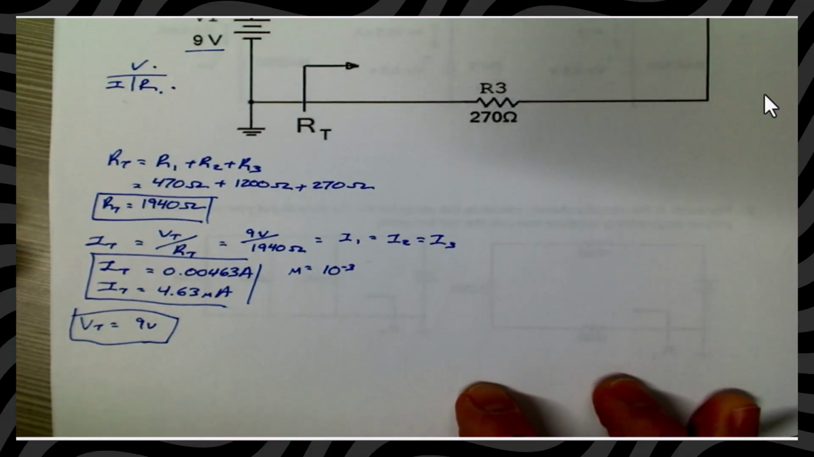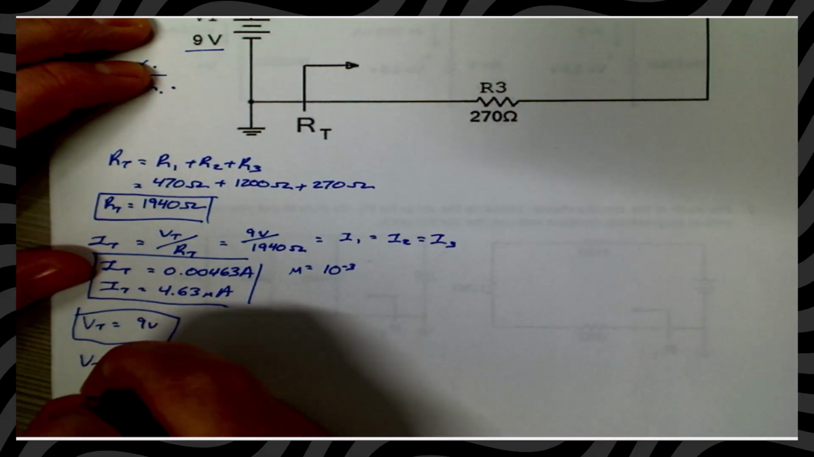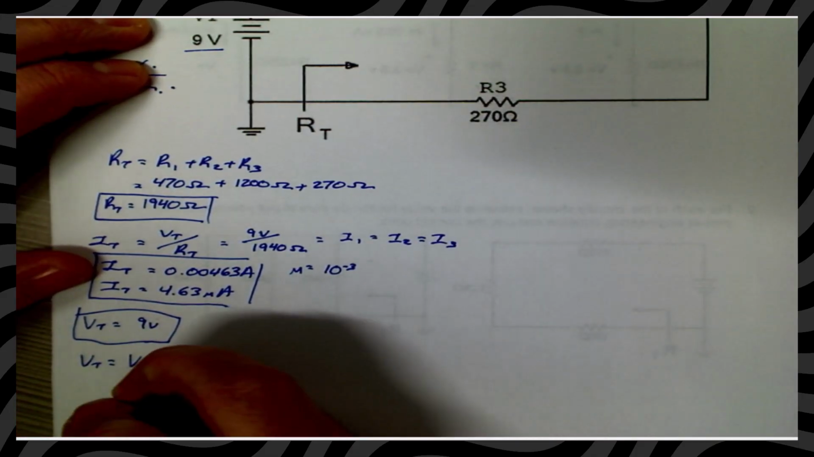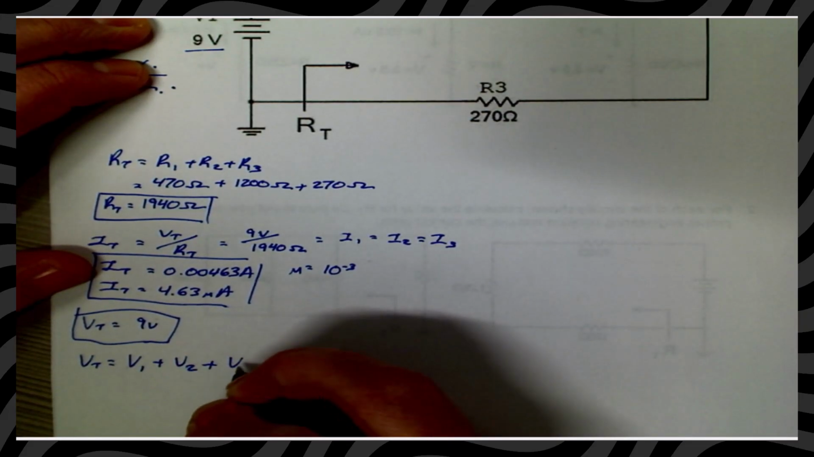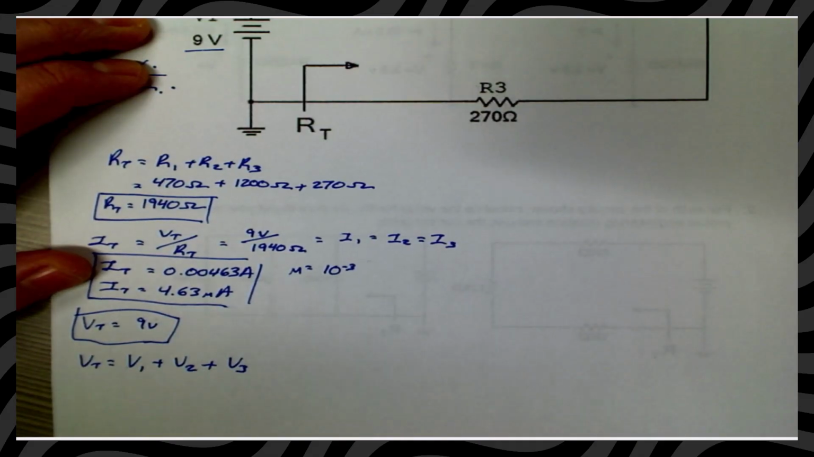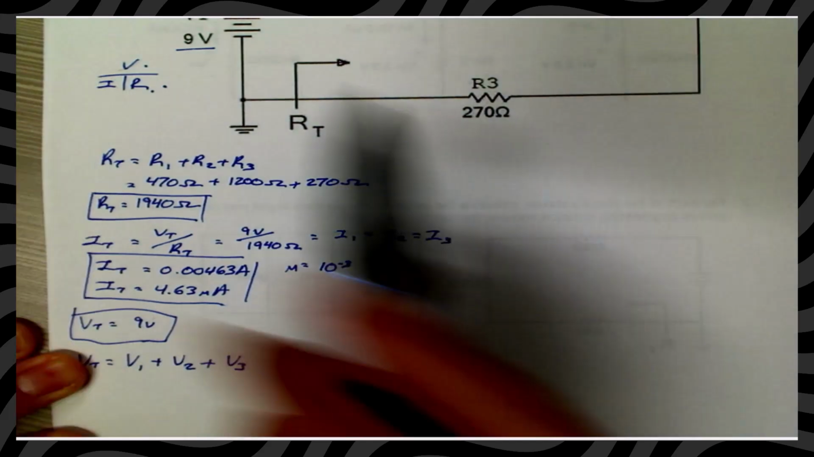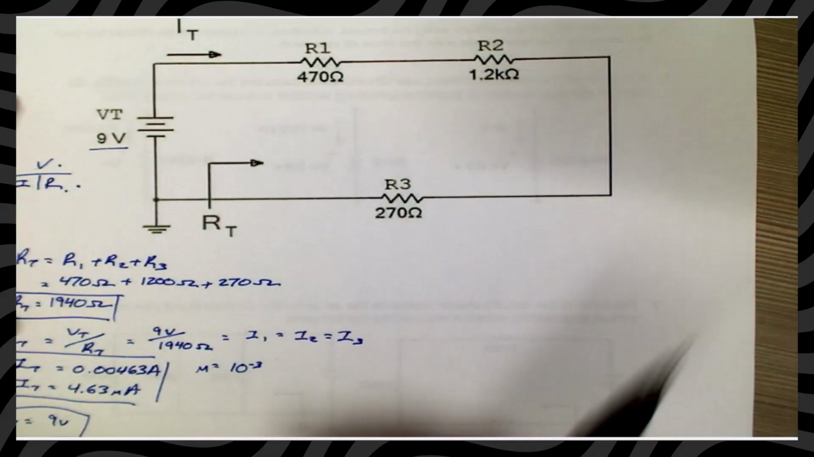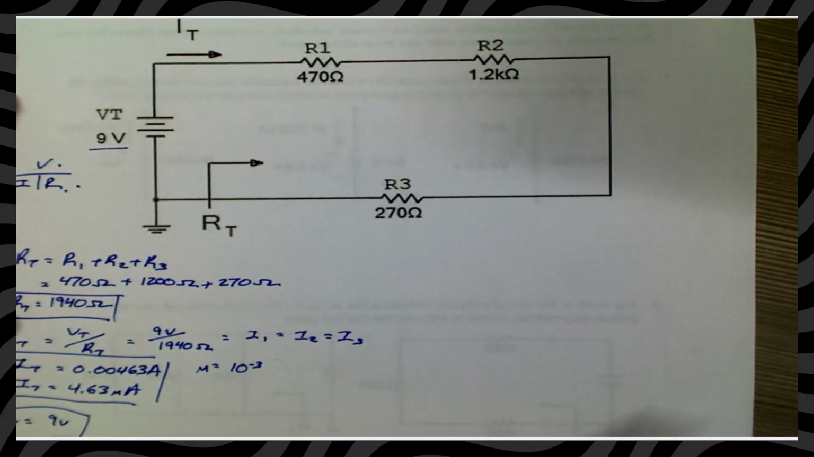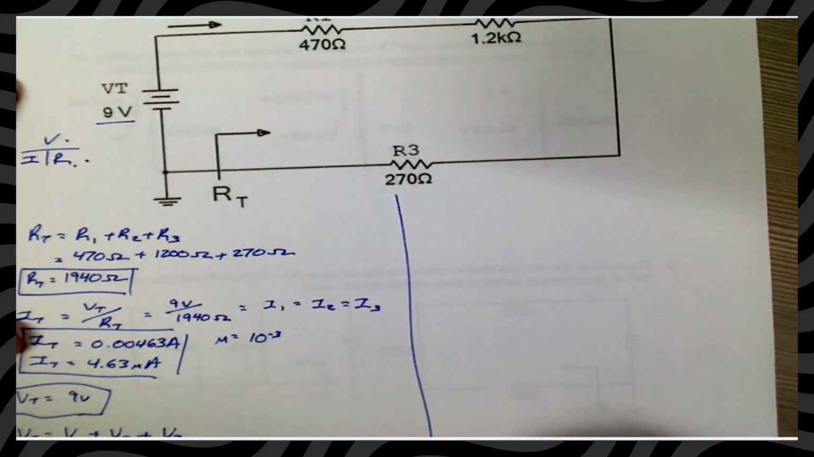According to Kirchhoff's voltage law, our total voltage is going to equal the voltage drop at component 1 plus the voltage at 2 plus the voltage at 3. Now, in order to solve for each one, we're essentially going to complete Ohm's law 3 different times, once for each of these components. The voltage at each one should add up to our 9 volts.